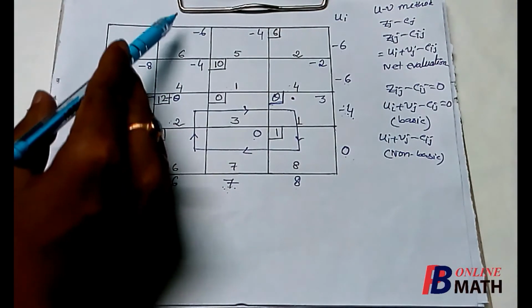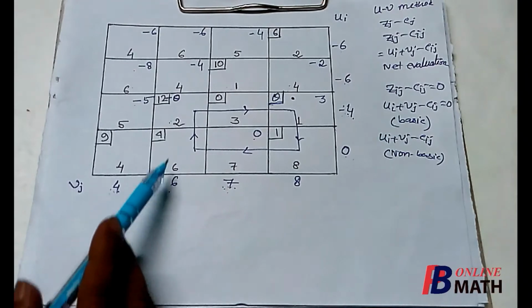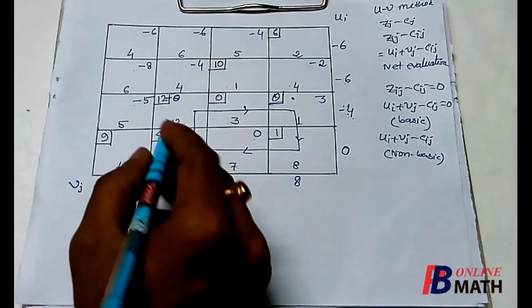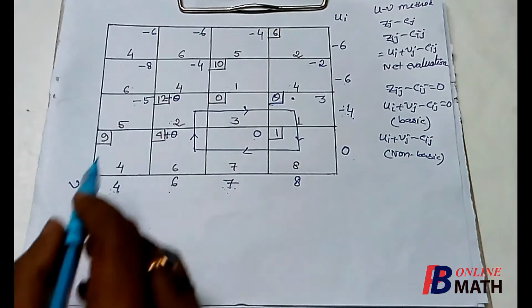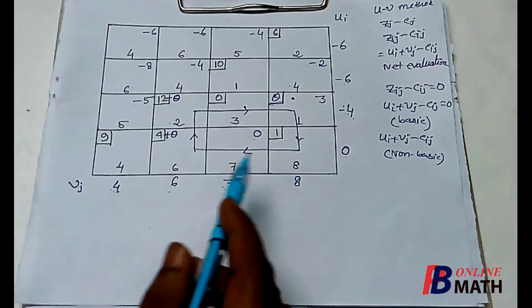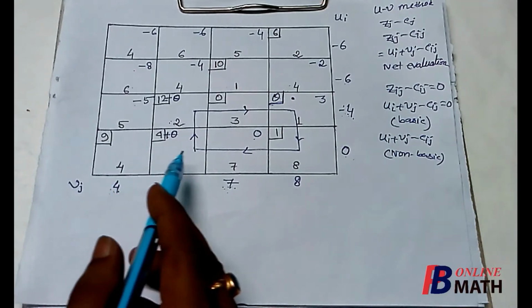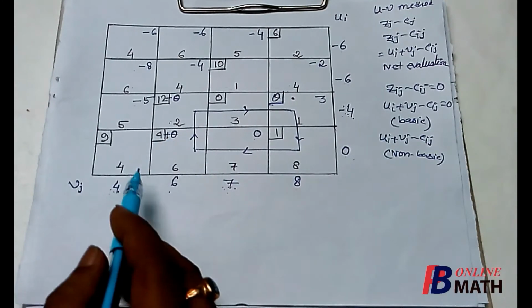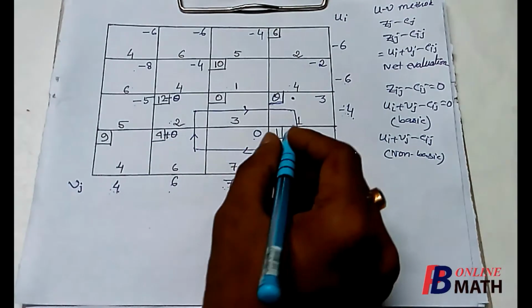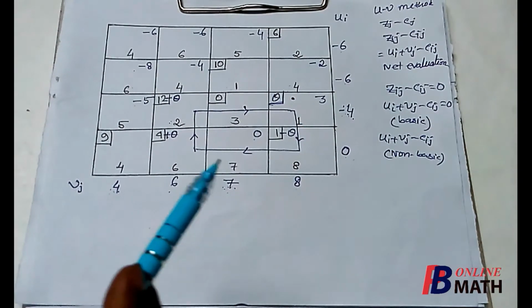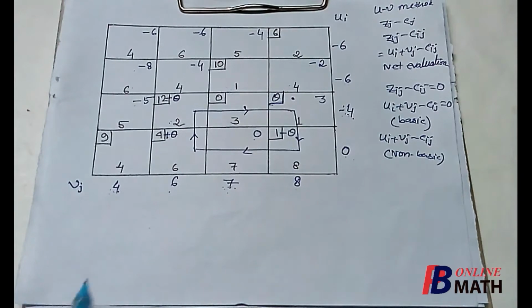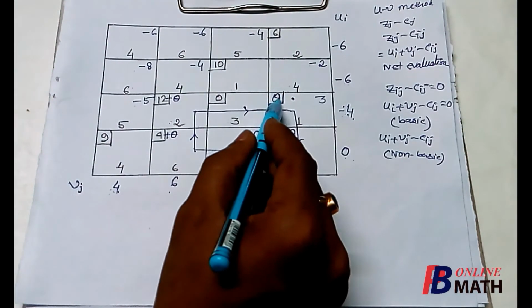Again, the demand of this destination is diminished by theta now. So we have to add the demand theta in this cell. Now the capacity of this origin is increased by theta. So to balance it, we have to subtract theta here. Now the capacities and demands are balanced. So we have to find this value theta.